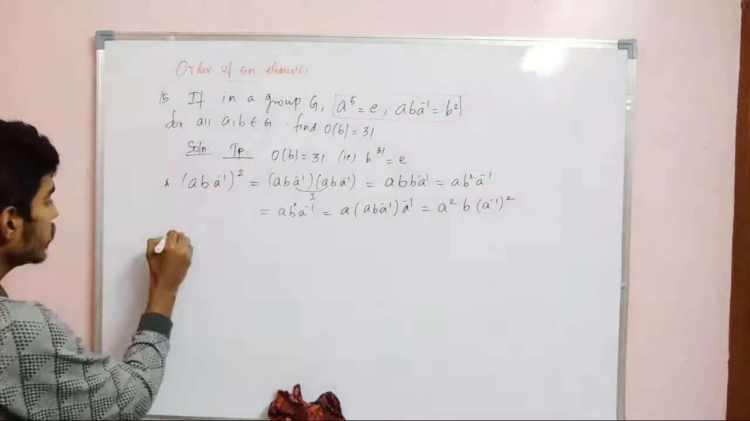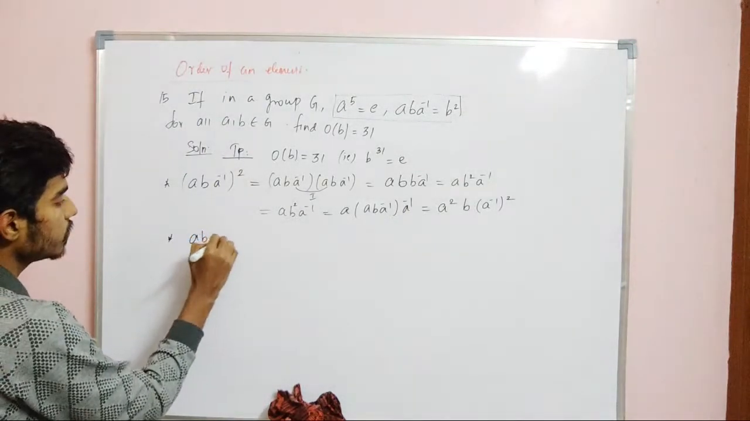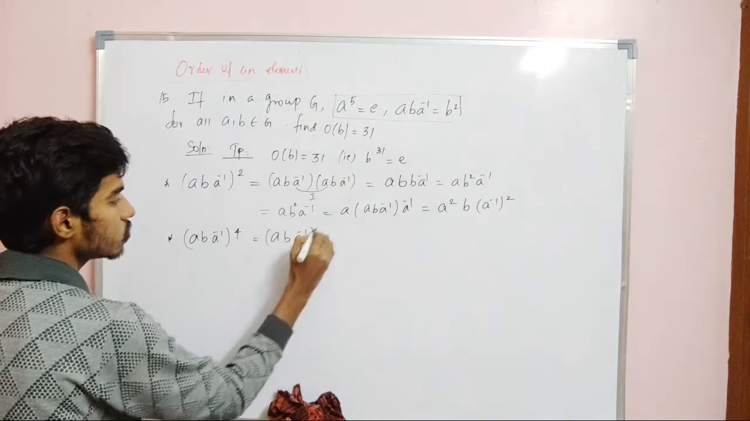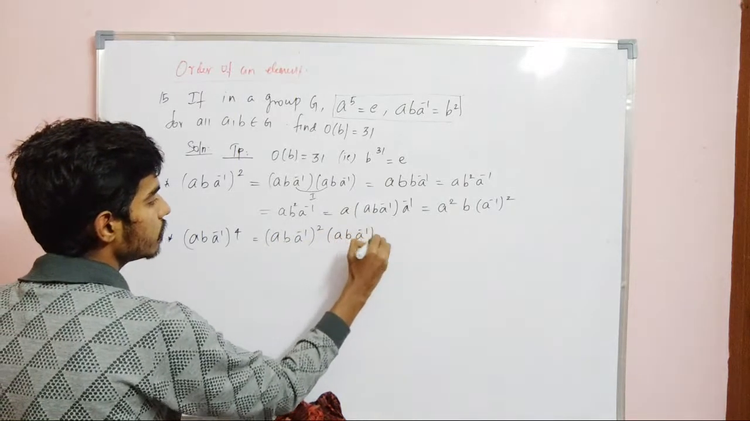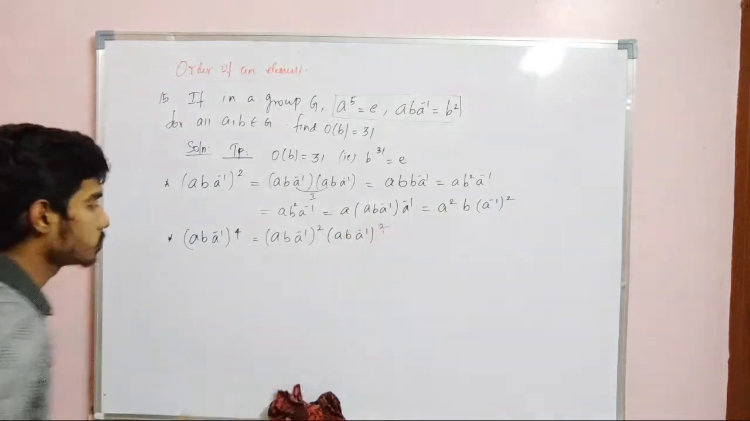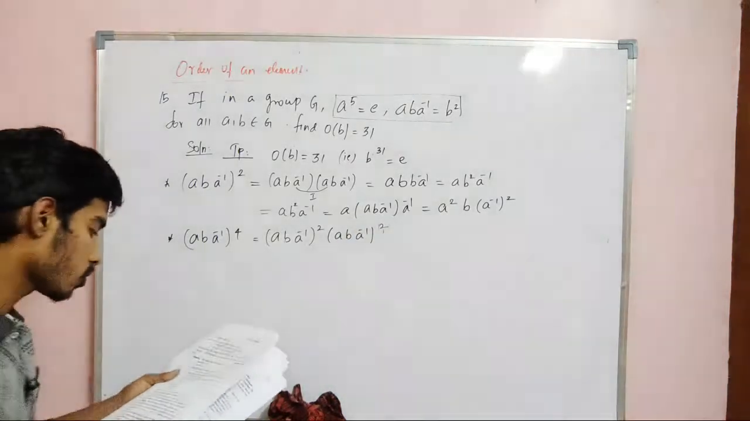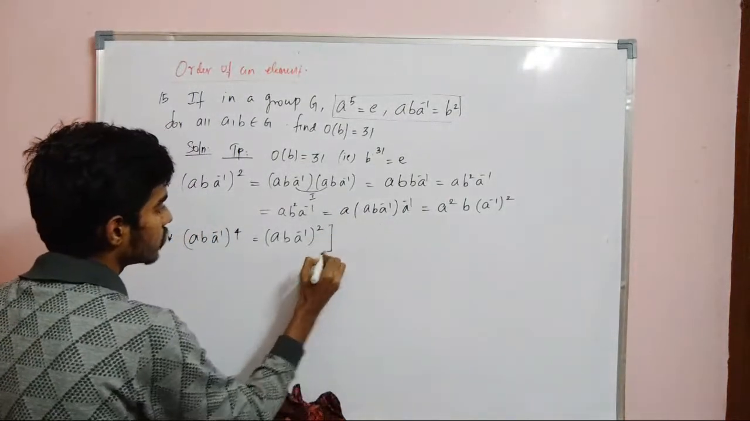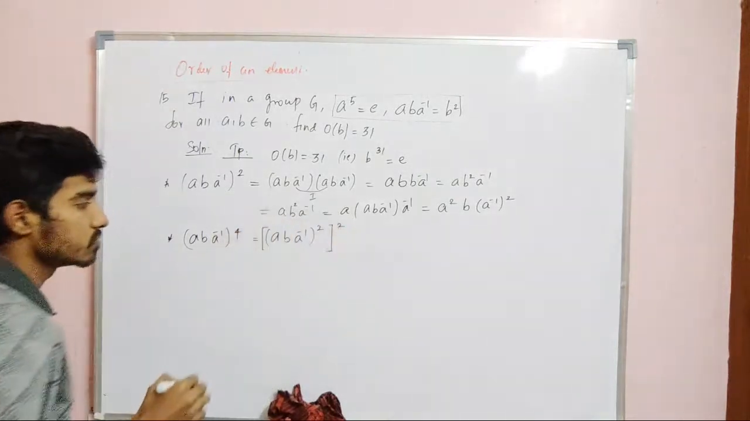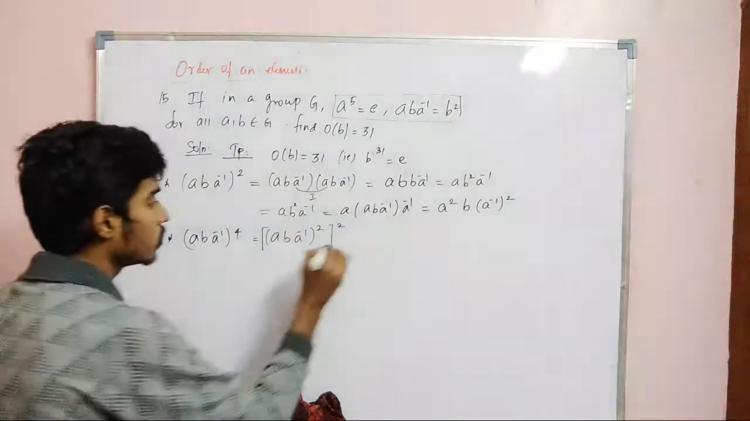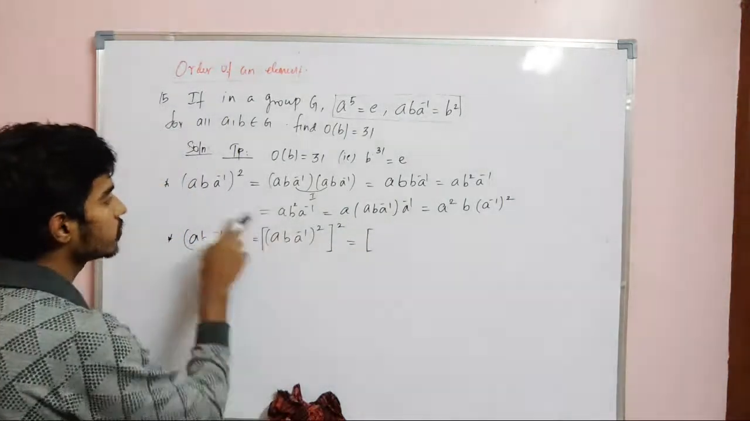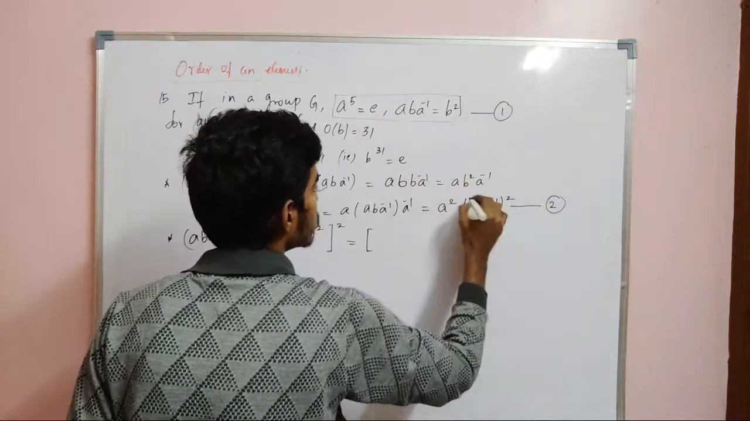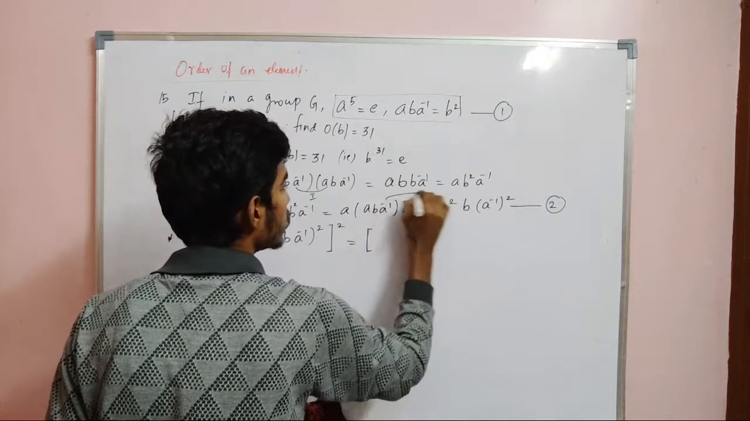Now we will find ABA inverse whole power 4. So I can write this as ABA inverse whole square into ABA inverse whole square. I have split 4 as ABA inverse whole square and ABA inverse whole square. Okay, I'll write this as ABA inverse whole square power 2, which is the same as ABA inverse whole power 4. So we have already found ABA inverse whole square here, right? Let me mark this as 1 and this as 2, and this is obtained by 1.